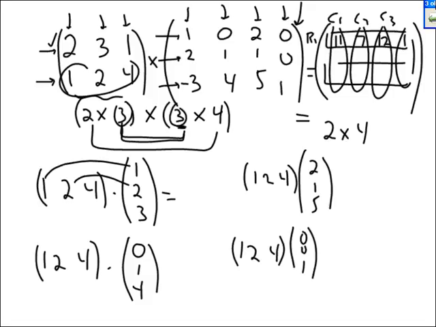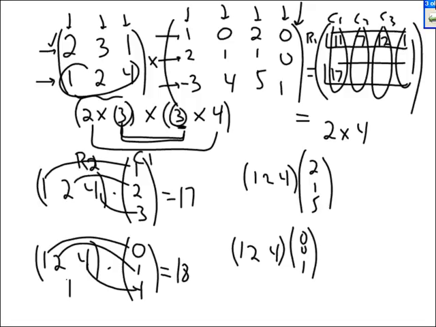1 plus 4. 2 times 2 is 4. 1 plus 4 is 5, plus 12 more is 17. Row 2 by column 1 goes in row 2, column 1. Then 0 plus 2 is 2, plus 16 is 18. Row 2 dotted with column 2 goes in row 2, column 2 position, right here.